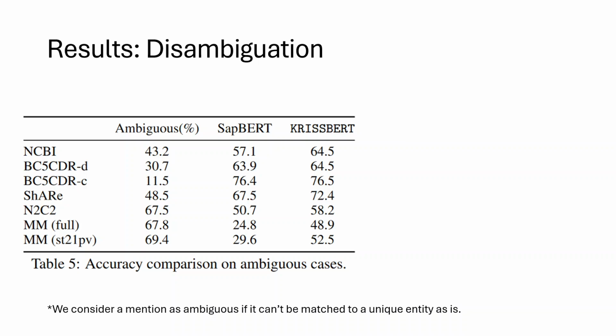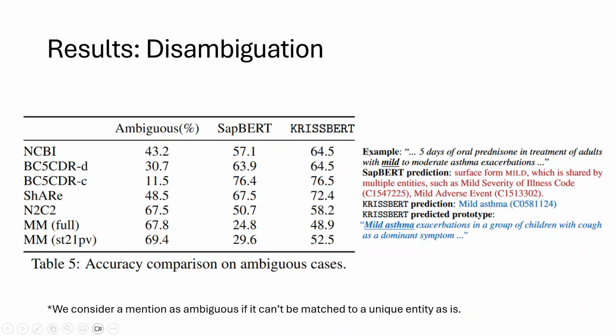In the case of disambiguation, we can see that the results are promising if we take only the ambiguous mentions. We call ambiguous mentions those that cannot be directly matched using strict dictionary lookup. We see that KRISSBERT clearly outperforms SapBERT, this difference being highly correlated with the amount of ambiguous concepts. And here we have an example of this behavior.